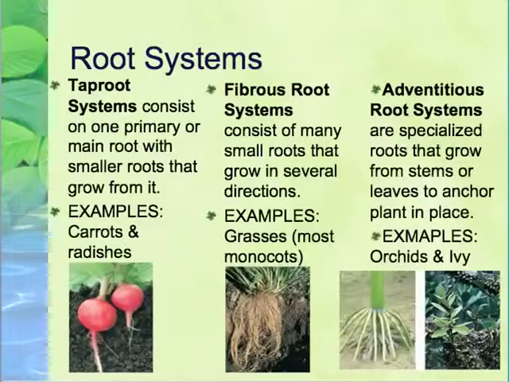A taproot system consists of a single large or primary root that has smaller offshoot roots that grow from it. The root is generally, obviously, under the ground. Carrots and radishes are good examples of these, by the way. And what we see in the diagram of the radish, we have this large single taproot and these little bitty roots that sort of shoot off of it. That's characteristic of a taproot system.